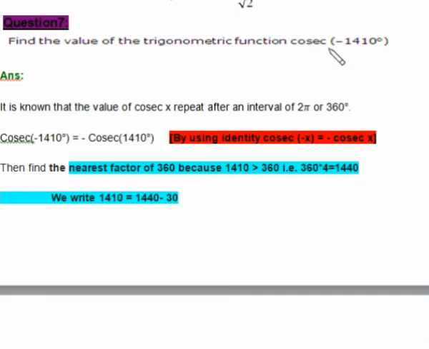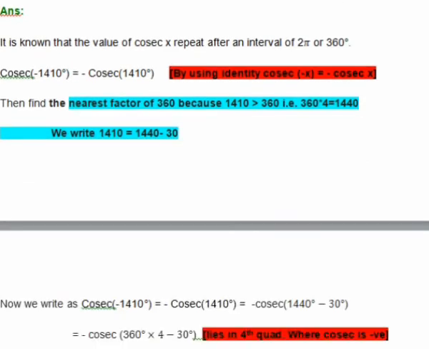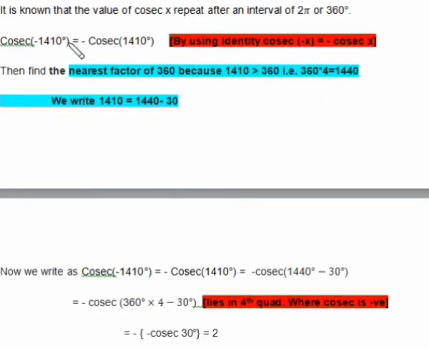Find the value of the trigonometric function cosec minus 1410 degree. We know the identity for the negative value: cosec minus x is minus cosec x. So cosec minus 1410 degree is equal to minus cosec 1410. Find the nearest multiple of 360. 1440 is 360 into 4, that is the nearest. Now 1440 minus 30 degree gives 1410 degree. So we write 1410 degree as 1440 minus 30.